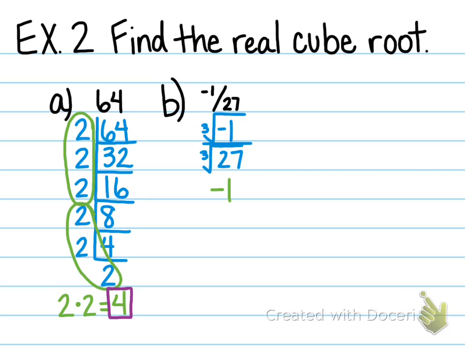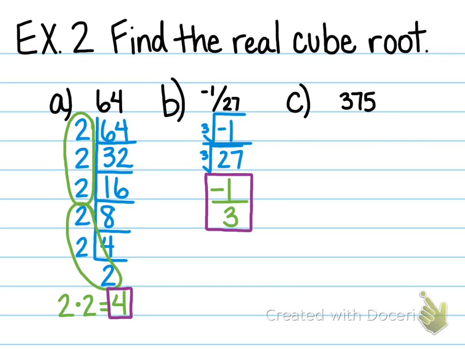And then I need to take the cubed root of 27. So something times itself that will equal 27. So 3 times 3 times 3. We factored it out earlier. So the cubed root of negative 1 over 27 is just negative 1 over 3. Take the cubed root of each piece and then just write your answer.